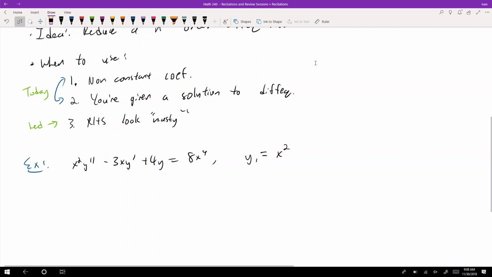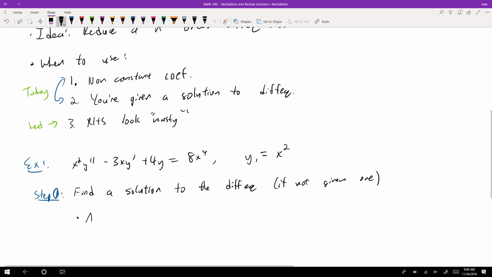Okay, so how do we proceed? Step one is, or actually I'm going to call it step 0. Step 0 is to find a solution to the diffy-Q if not given one. I'm going to include it here because on Wednesday we actually had to do this, and this almost always means find a solution to the homogeneous.